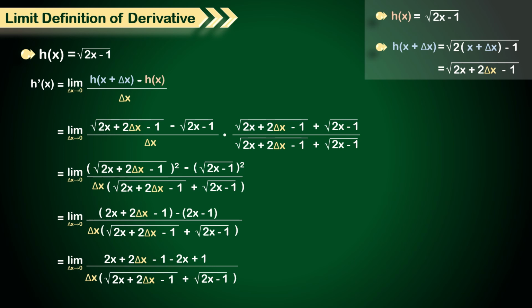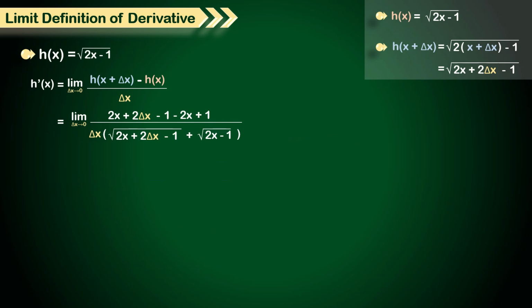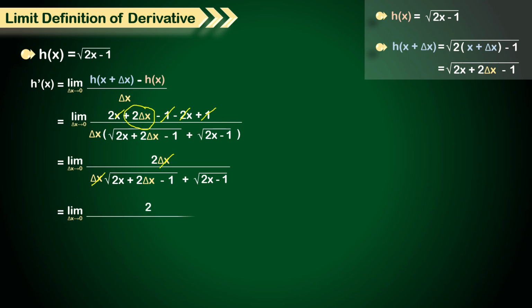Combine similar terms. 2x minus 2x is 0 and negative 1 plus 1 is 0. The limit of the remaining term in the numerator, which is 2 delta x, over the entire denominator as delta x approaches 0. Eliminate delta x. The limit of 2 over the sum of the square root of 2x plus 2 delta x minus 1 and the square root of 2x minus 1 as delta x approaches 0.